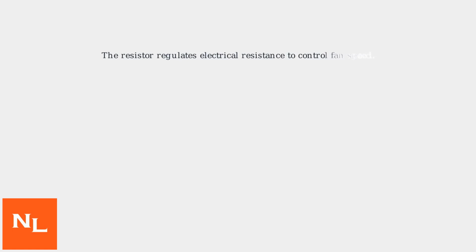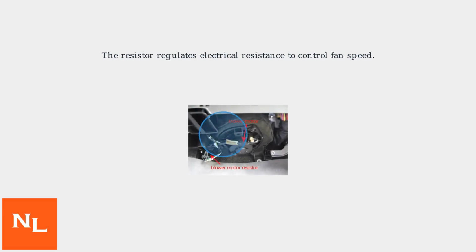The resistor, also known as the blower motor resistor assembly, is typically located behind the rear HVAC controls, often under the second row seat or in the cargo area. Here's a view under the dashboard showing the blower motor and the resistor module.